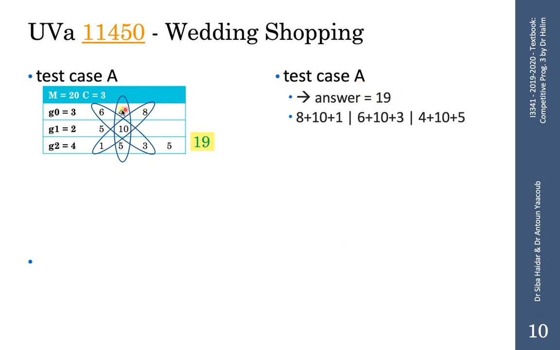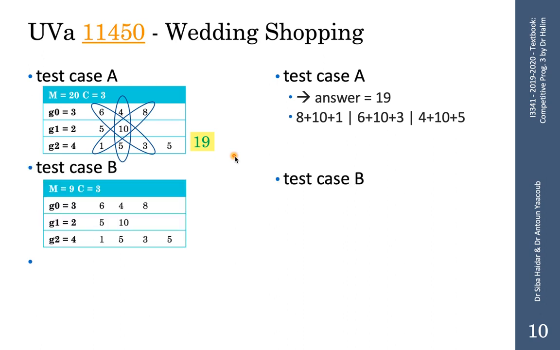I cannot find any combination of the three garments, one model from each, that optimizes the cost to $20. So I cannot spend $20. I can only spend maximum $19.